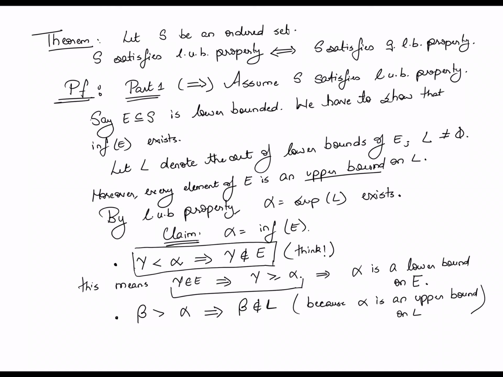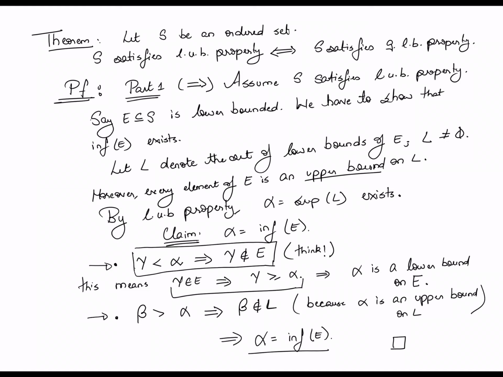Okay, and these two properties in fact complete the argument of the claim. Namely, the first bullet point here shows that alpha is in fact a valid lower bound on E, and the second part shows that nothing that is greater than alpha could possibly be a lower bound on E. So put all of these together and we have shown that alpha is in fact the infimum of E. Okay, so what we have done is essentially used the LUB property to show that the GLB property holds.